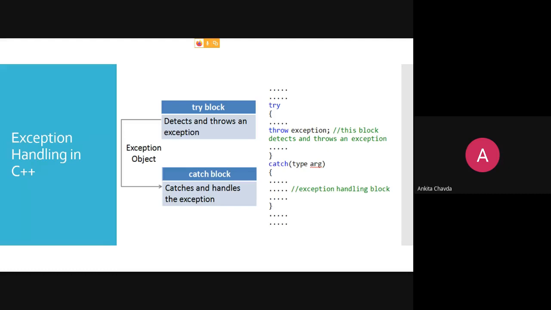Okay, so here is a try block. It will detect and throw an exception. Whenever there is an exception, it will directly go to your catch block and it will catch and handle your exception. So what should be the syntax?